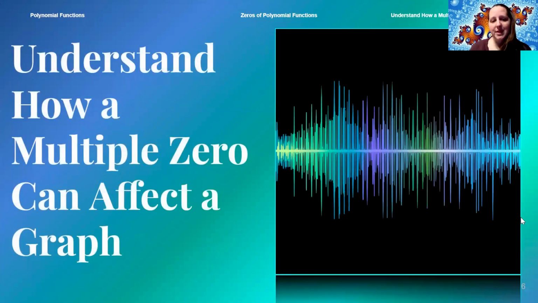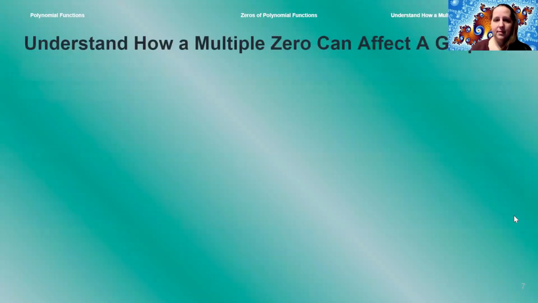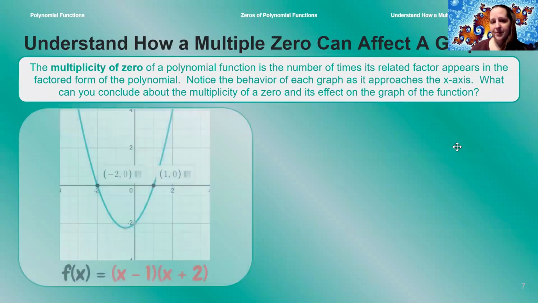Understand how a multiple 0 can affect a graph. A multiplicity of a 0 of a polynomial function is the number of times its related factor appears in the factored form of the polynomial. Notice the behavior of each graph as it approaches the x-axis. What can you conclude about the multiplicity of a 0 and its effect on the graph of the function?